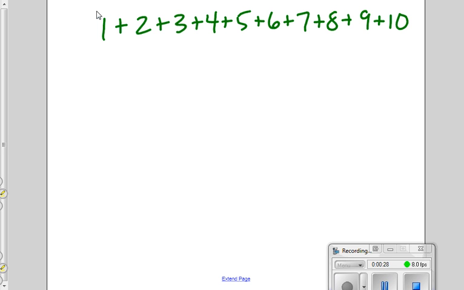51? No. Should I pull up? That's correct. 55 is correct. Whose brain immediately said 1 plus 2 is 3, 3 plus 3 is 6, 6 plus 4 is 10? Yes? Good? Wrong brain. Don't let your brain do that.